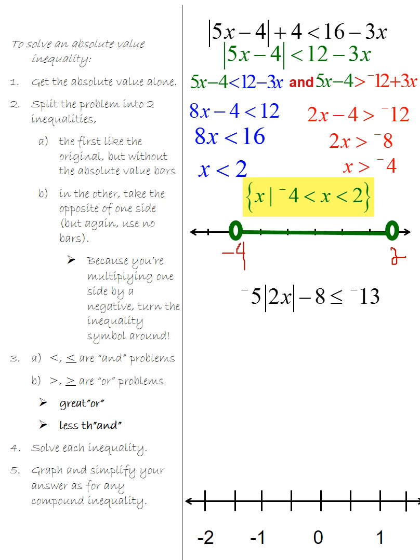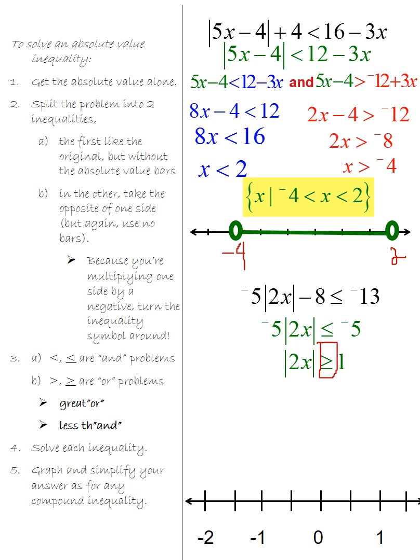So our next one is the example in your book. When we get ready to isolate the absolute value and we add 8 to each side, we get negative 5 times the absolute value of 2x is less than or equal to negative 5. So we're dividing by negative 5. Anytime you divide an inequality all the way through by a negative, you have to flip the sign. So now our expression becomes the absolute value of 2x is greater than or equal to 1, whereas at first it was less than.